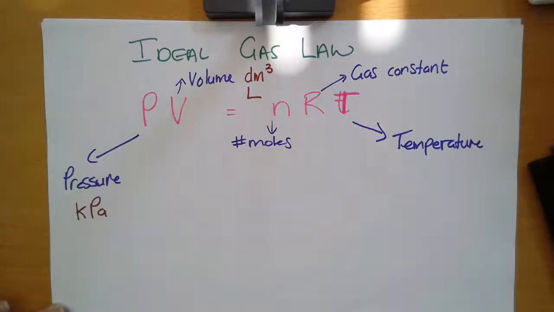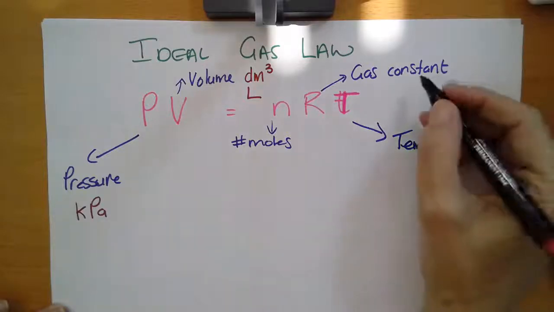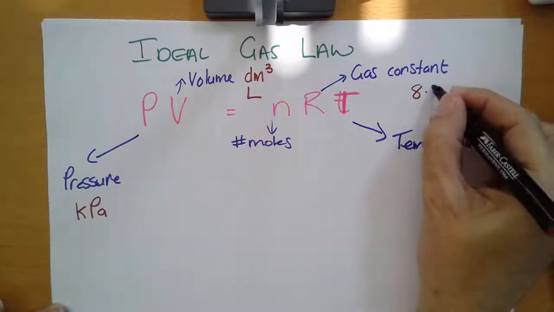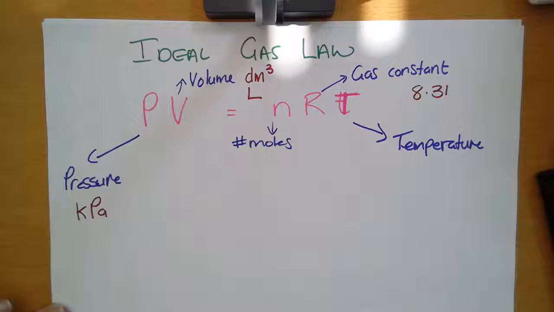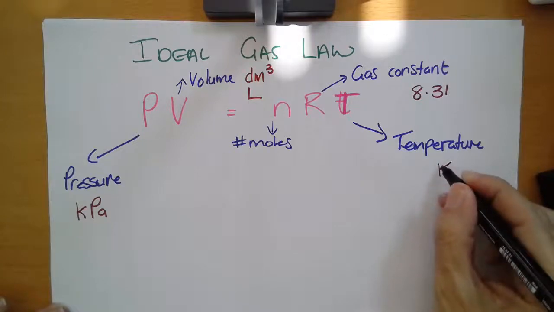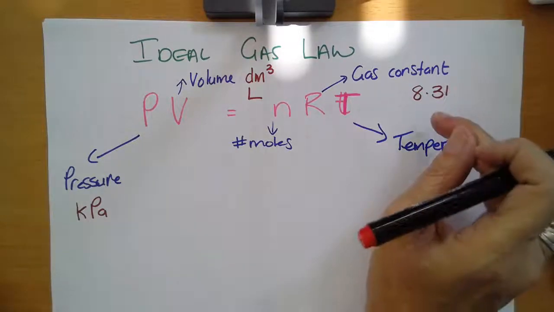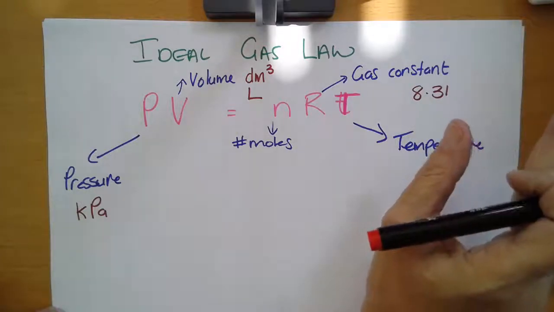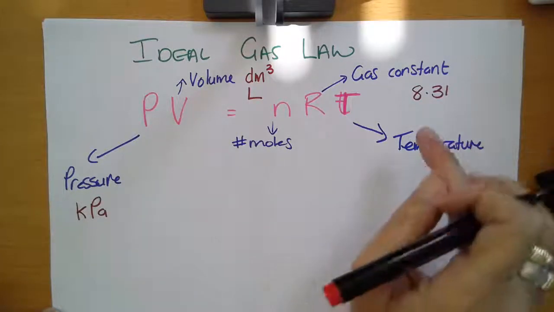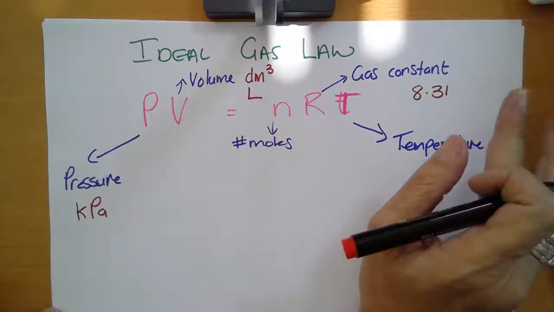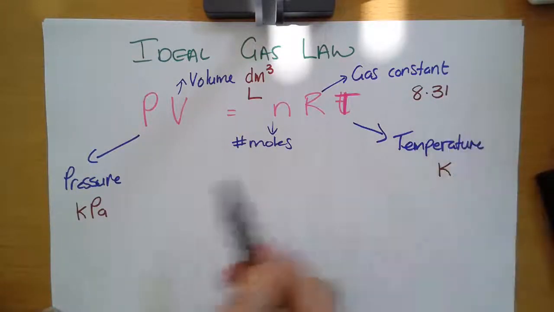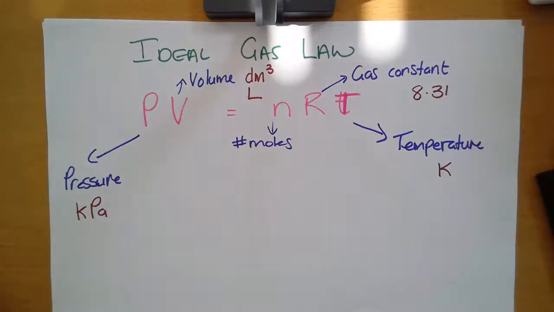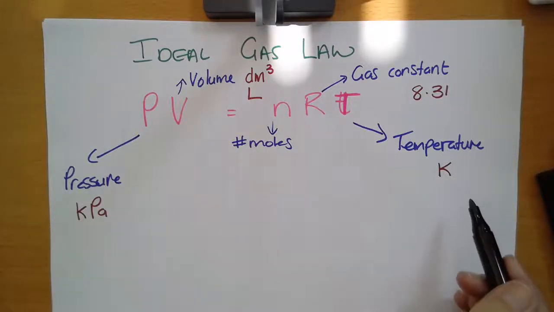R is your ideal gas constant. Now, for the value of 8.31 as the value of R, you have to have the pressure in kilopascals. It's just a constant value, which means it is the same value every time. There is a unit, we're not going to worry about the units now, but it does have a unit. However, when R is equal to 8.31, then your pressure has to be in kilopascals, and your temperature has to be in Kelvin.